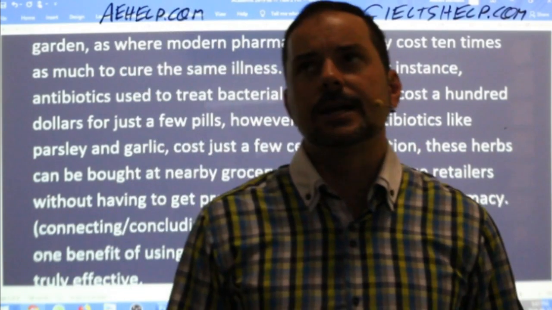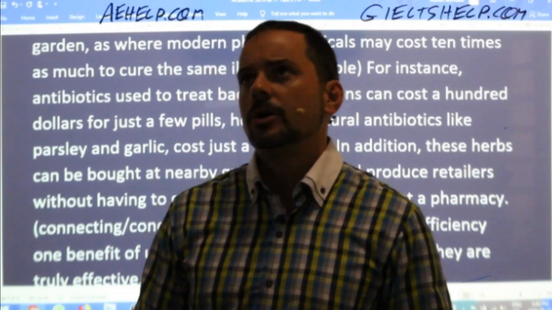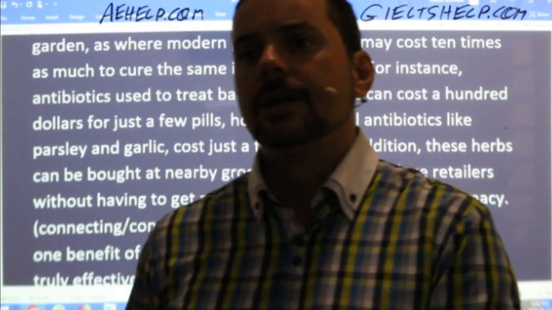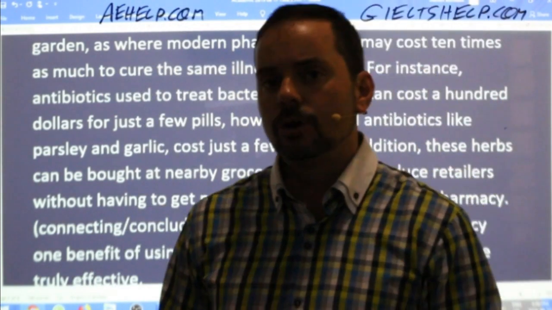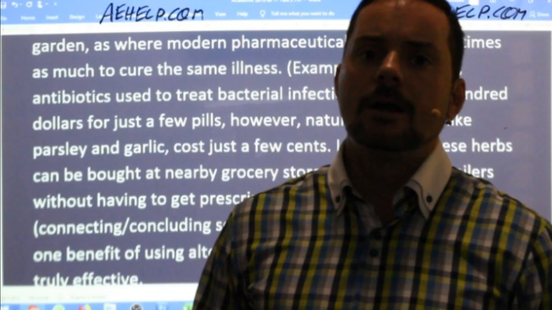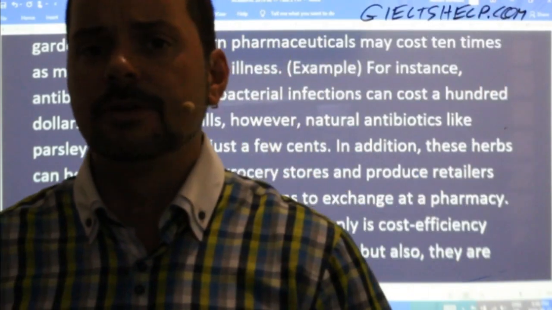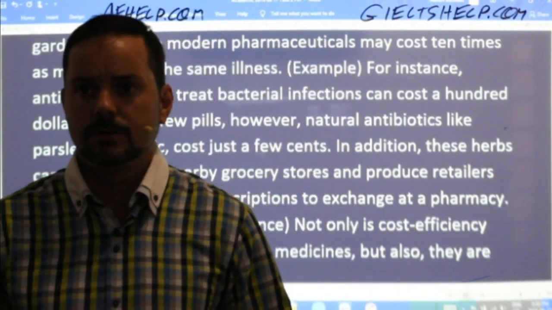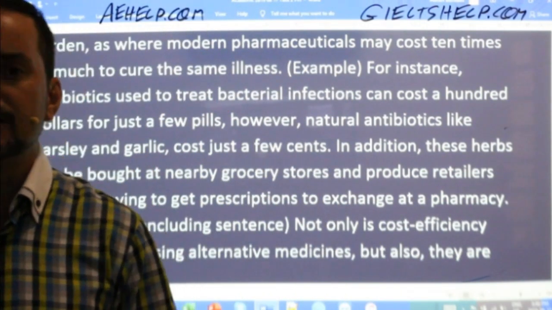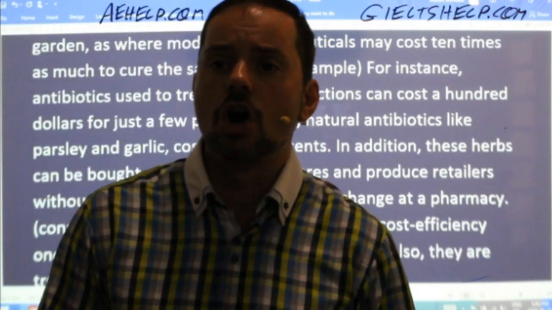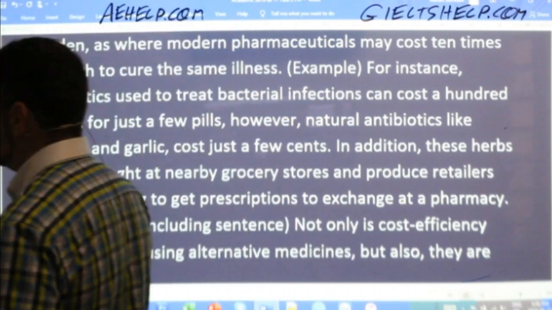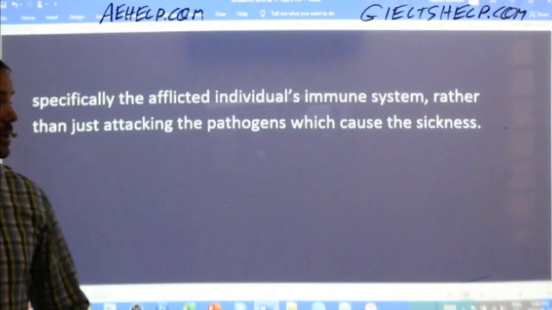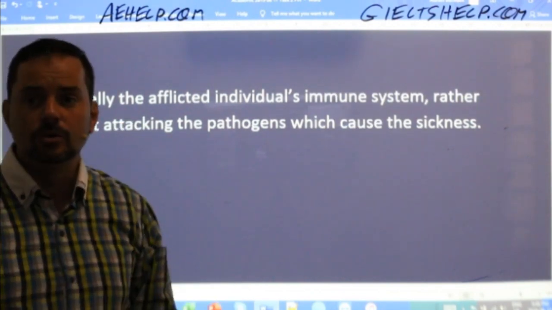So that's what I thought about. I'm like, okay, wait a second. So how do a lot of these herbs really help the individual? It's not the herb that's fighting the bacteria, but the herbs and the different kinds of remedies are strengthening the body of the individual. Okay, so promoting the immune system to do its job. So that's what we're dealing with here, and that makes for a good explanation for my body paragraph 2.